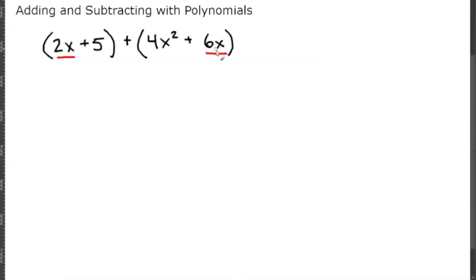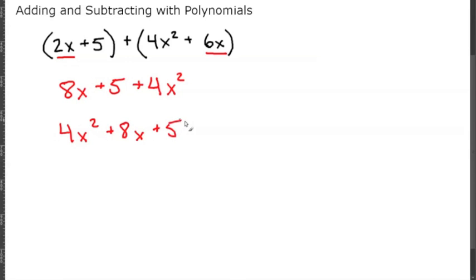So 2x plus 6x is going to be 8x plus 5 plus 4x squared. And if we wanted to arrange that in descending order, it would be 4x squared plus 8x plus 5.